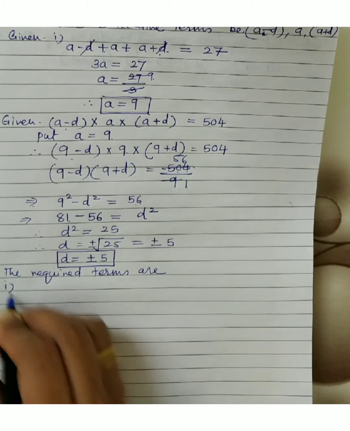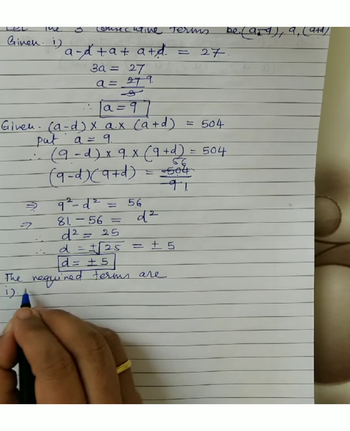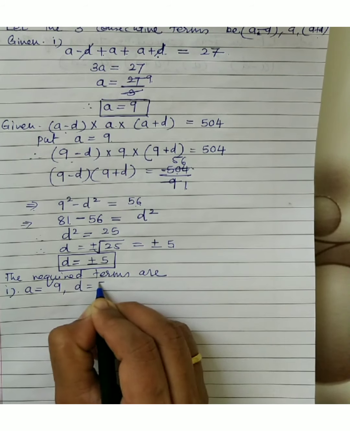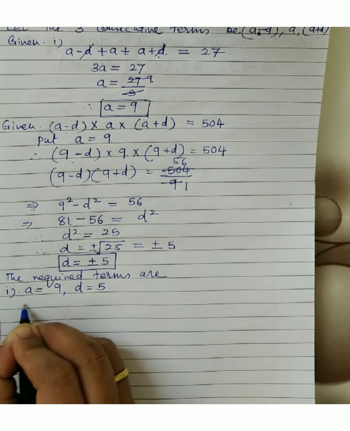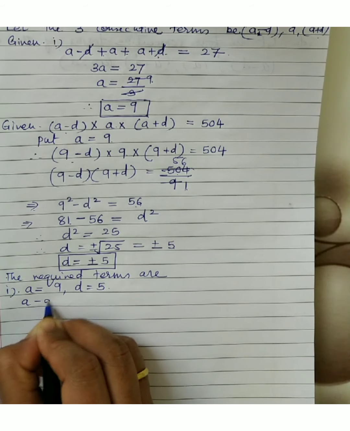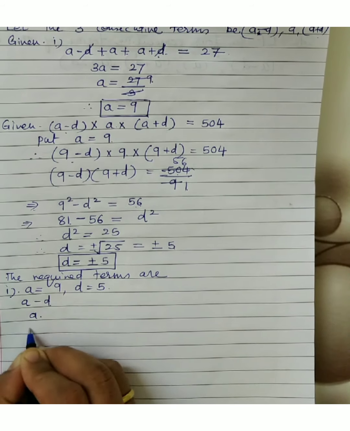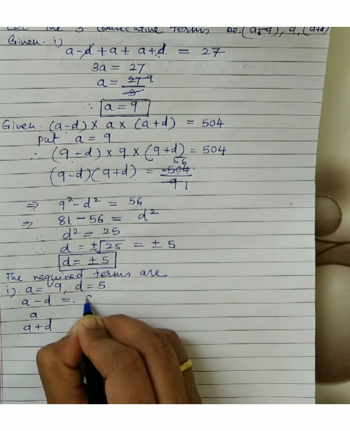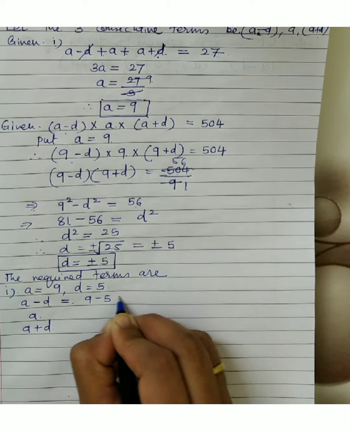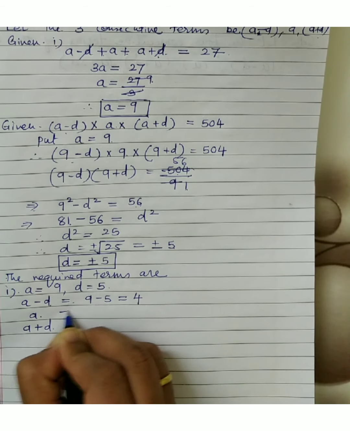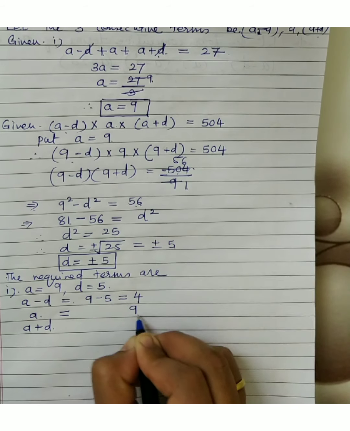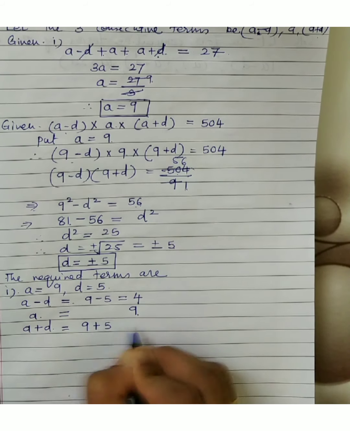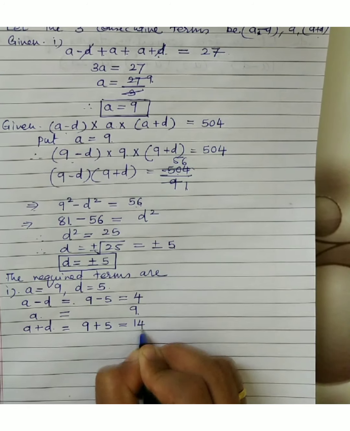Now I'll give here the first case when A is 9 and D is 5. So, first term was assumed as what? A minus D. Second was A and third term was what? A plus D. So, A minus D, that is 9 minus 5. What is the answer? 4. A, that is 9. And A plus D, that is 9 plus 5, that is 14.